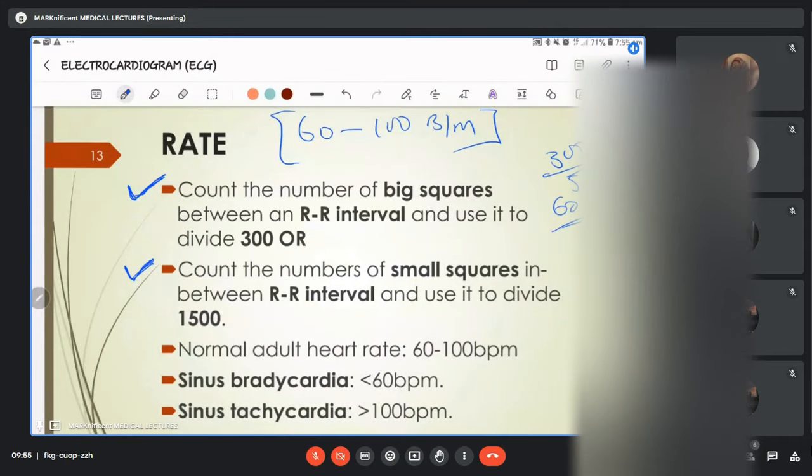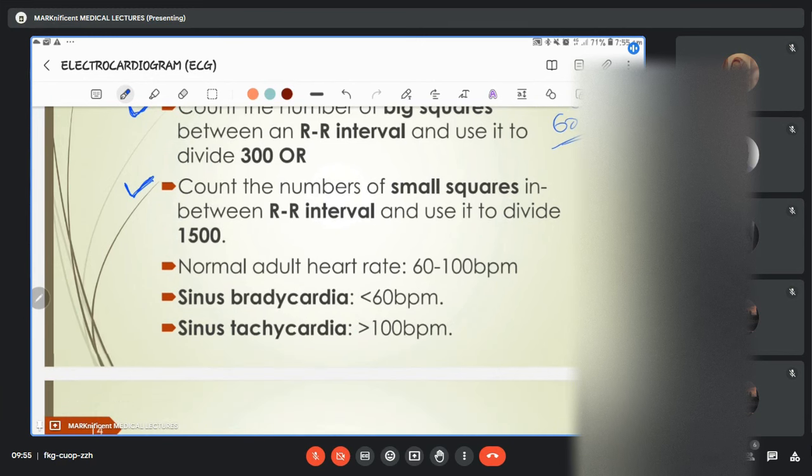So if you're counting the small boxes, then it should be 1,500 divided by the number you get. I can't remember the number you get, but if you have an ECG and you check, you can estimate that. So like you can see here, the normal is 60 to 100 beats per minute. That's a normal pulse rate you have for everybody. So when you have abnormal pulse rates, then you can start thinking of some other things.